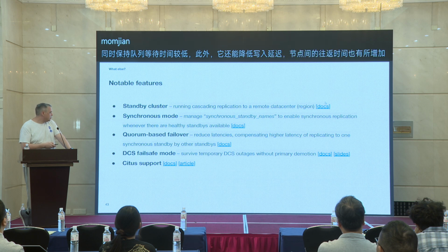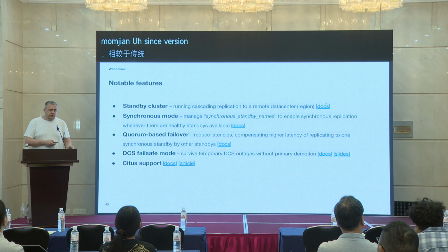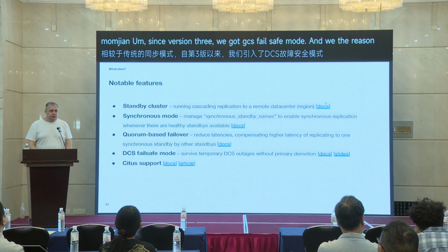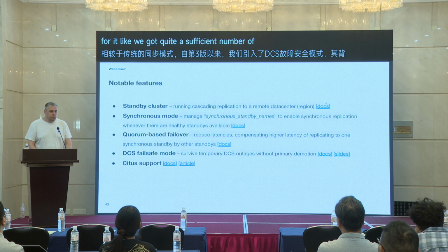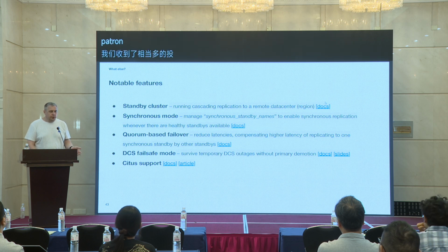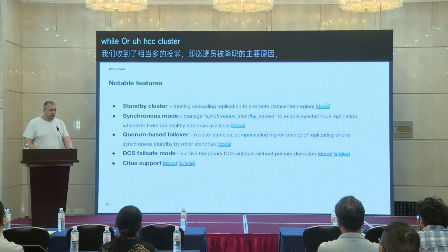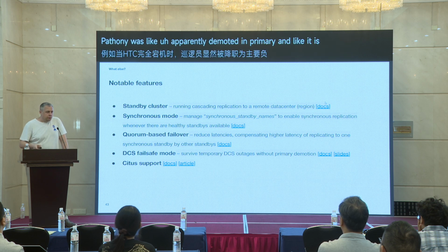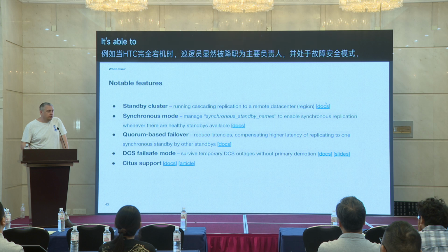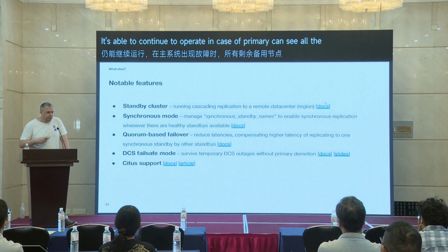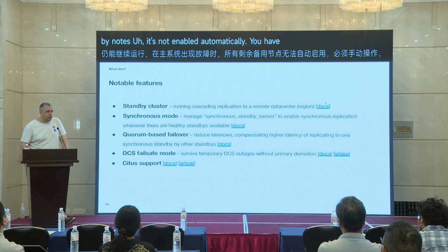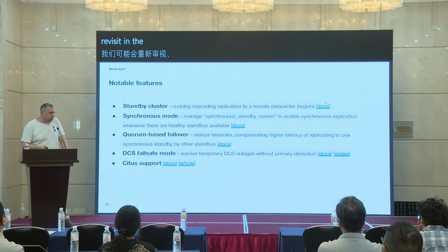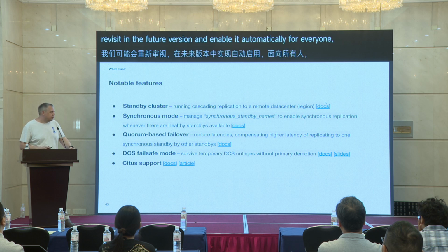Since version 3, we got DCS failsafe mode, and the reason for it is that we got quite a sufficient number of complaints about why Patroni is demoting the primary while the etcd cluster isn't operating normally. When etcd is fully down, Patroni was apparently demoting the primary, and with failsafe mode, it's able to continue to operate in case the primary can see all remaining standby nodes. It's not enabled automatically, you have to do it. Maybe we will revisit it in a future version and enable it automatically for everyone. Although there are corner cases where it may bring some surprises.